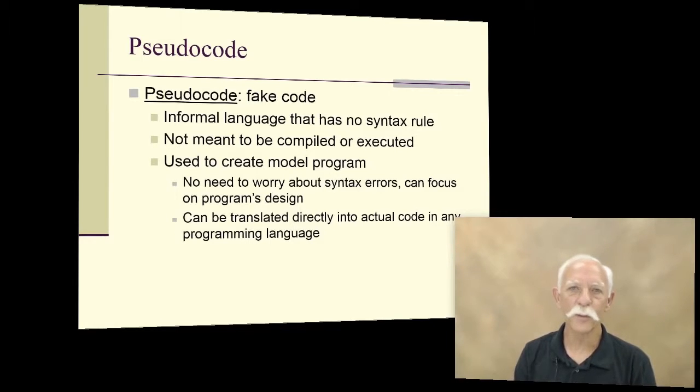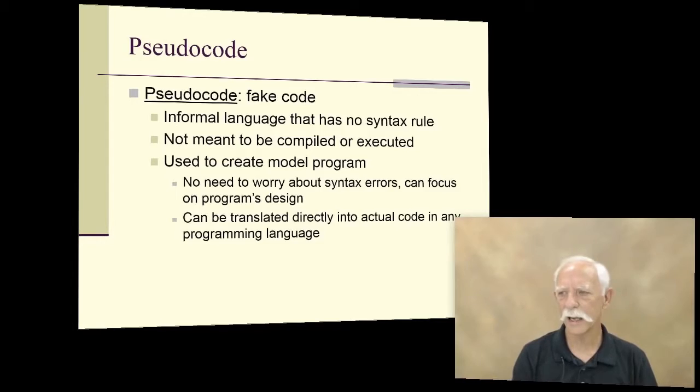It's going to be informal. You're going to write out the steps as if you were writing code, but you're not going to worry about syntax. You're not going to worry about the rules or anything. You're just going to write out the steps. It's not meant to be compiled. It's not a program that's going to run, but it's used to create the model that you are going to write against. And then we're going to take this pseudocode and literally translate it into the actual code itself.